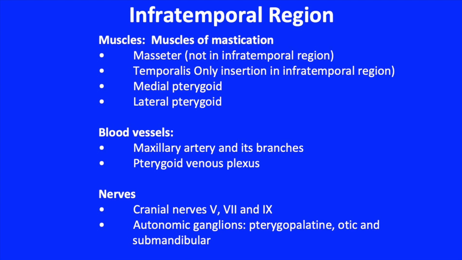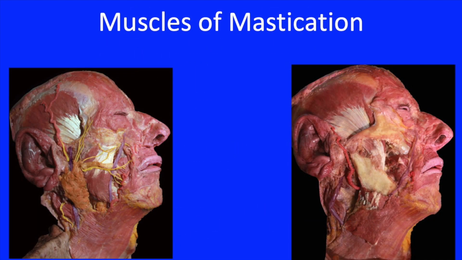Having defined the area of the infratemporal fossa, we now need to discuss the structures found in this region. Specifically, I will describe the muscles, blood vessels, and nerves. Let's start with the muscles, and as a group, they are known as the muscles of mastication.